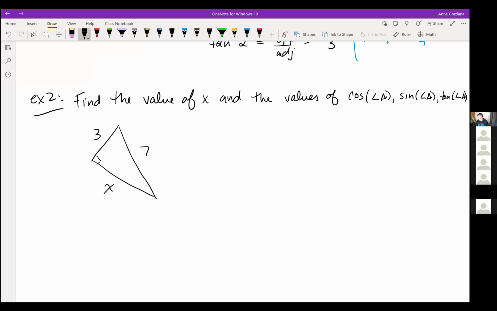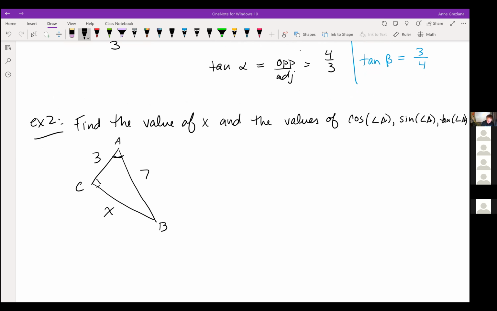Oh, I gotta tell you who's who. This is A, B, C. If I don't label my angles, you don't know who's opposite and who's adjacent. You gotta know who we're talking about, right? So angle A, here's angle A right here. That's what we're talking about. So let's first just set up our trig functions.